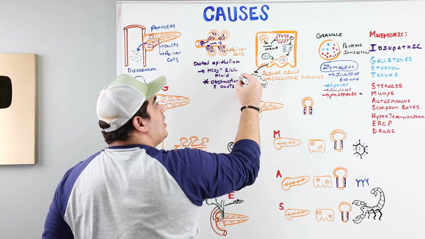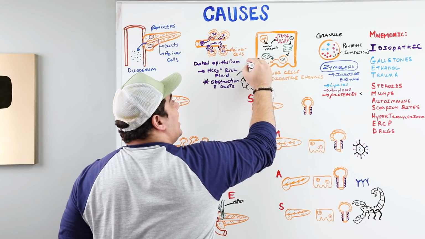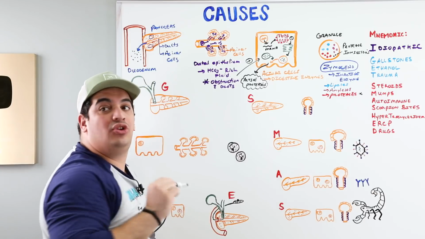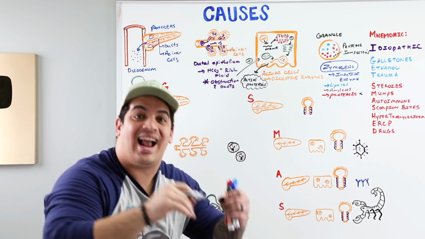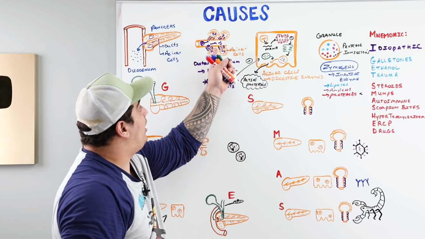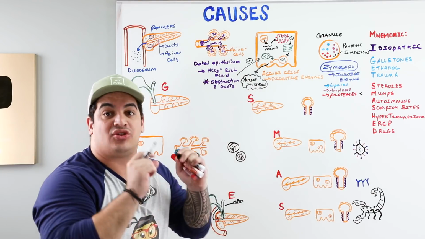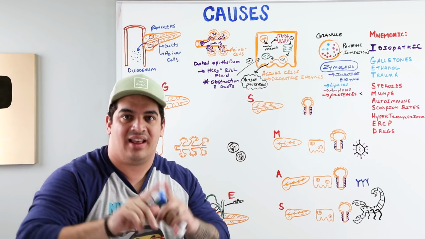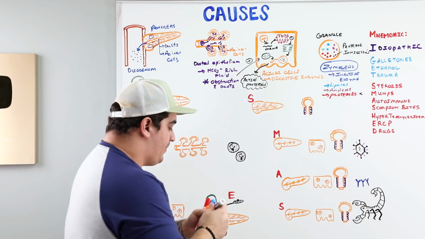Instead, this obstruction of the ducts leads to lysosomes inadvertently fusing with the granules, activating those proteases when they should not be activated in the pancreatic acinar cells in the ducts, and it starts auto-digesting the pancreas. That's one way. You know what the second way is?